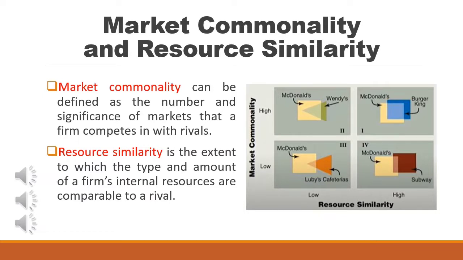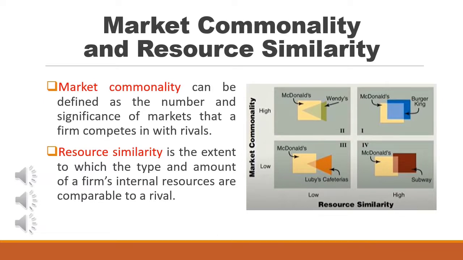On the right side, there is a figure for the framework of direct competition. So take for an instance, McDonald's and Wendy's: for the market commonality, the degree is high, and for the resource similarity, the degree is low. So as you can see, McDonald's is a square, and then yung sa Wendy's is a triangle and nag-overlap sila. So, different shape and merong overlapping.